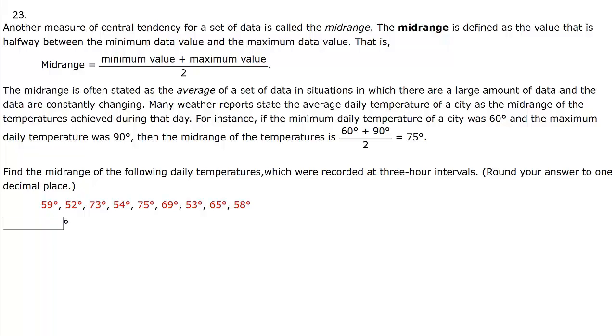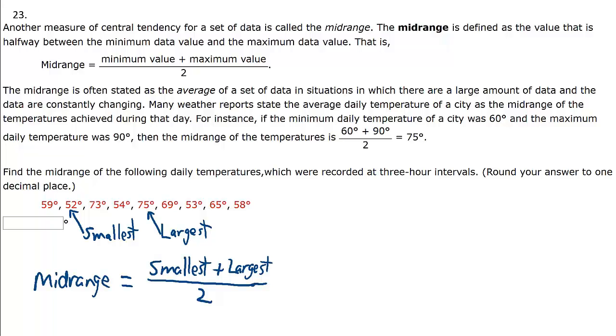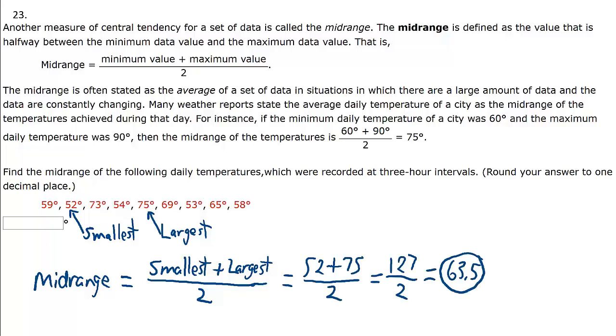The problem says find the mid-range of the following daily temperatures which were recorded at 3-hour intervals. Round your answer to 1 decimal place. So you've got 59 degrees, 52 degrees, 73 degrees, 54 degrees, 75 degrees, 69 degrees, 53 degrees, 65 degrees, and 58 degrees. So to get the mid-range, you want the lowest and the highest added together, divide by 2. So the smallest is 52 degrees, the largest is 75, so the mid-range is just the sum of 52 and 75 divided by 2, and that comes out to be 63.5 degrees.